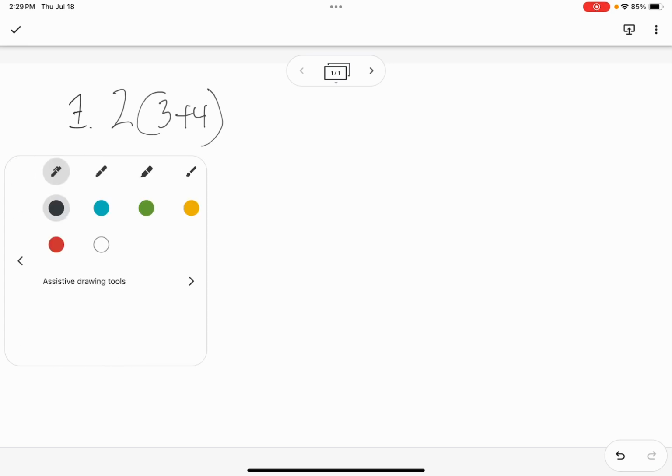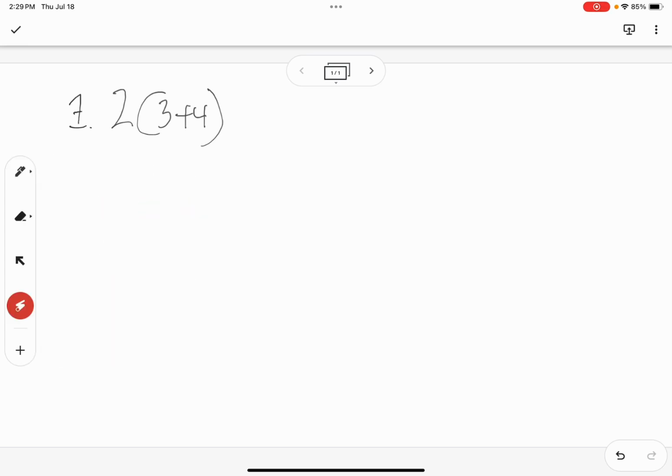Okay, so just go over what we learned today in Algebra 1. We did some review of the distribution property. So, for example, number 1, we have 2 times the quantity 3 plus 4. And what we're looking to do here is distribute this 2 inside.